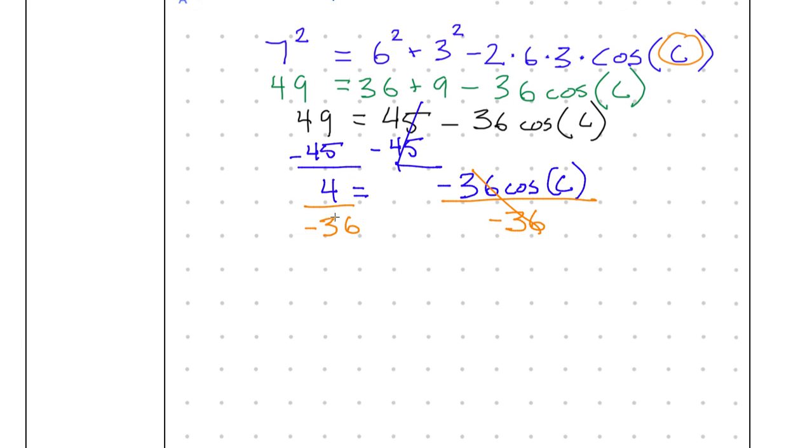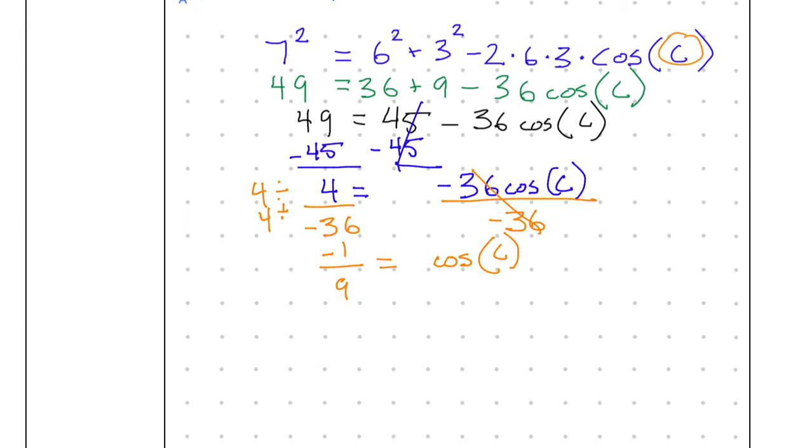I'm left with, ooh, we should be able to reduce this. Anyone want to reduce this for us? 4 over negative 36 reduces to, Fernando. No, negative 9. Careful, negative 1 over 9. So this is going to be, oh, negative 1, yeah, negative 1 over 9 is equal, because we divided by 4, divided by 4. And that's equal to cosine of capital C.